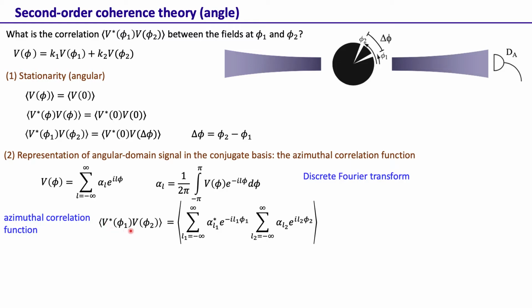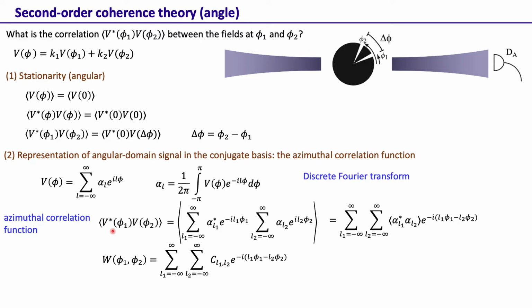Okay, so this V star phi 1, V phi 2, we write it in this manner: alpha L1 star, alpha L2. These are the only random quantities. So the ensemble average that we are taking is applicable only to this quantity. So we have V star phi 1, V phi 2 written like this. This is just as we did for time and space. There's hardly any difference here.